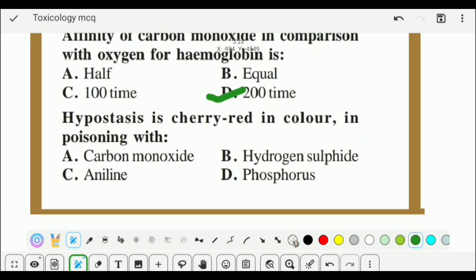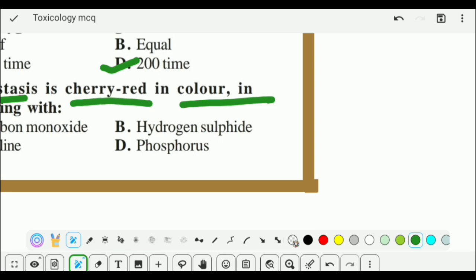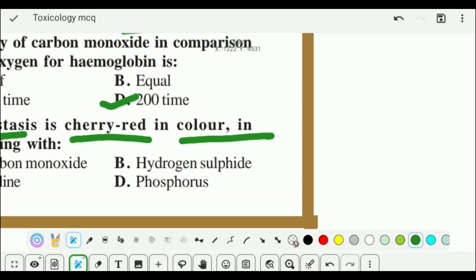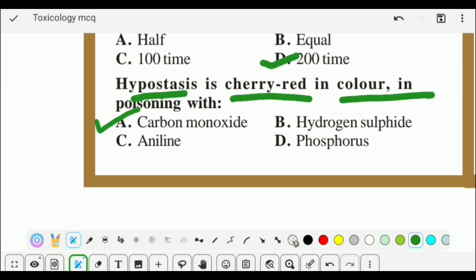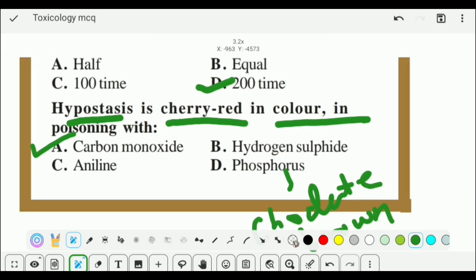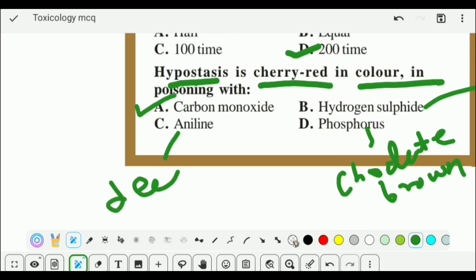Hypostasis is cherry red in color in case of which of the following poisonings? Here are some of the examples, and if you know to eliminate them by knowing their true colors, then you can figure out the answer easily. So the answer will be option A, that is carbon monoxide poisoning, about which we discussed in the previous question. And what about the rest of these? In case of phosphorus poisoning, chocolate brown color of hypostasis is observed. In case of hydrogen sulfide, a greenish blue color of hypostasis, whereas with aniline, it shows deep blue color of hypostasis.